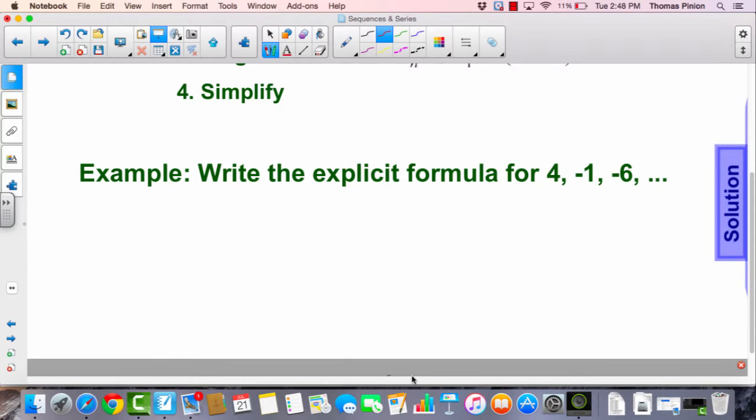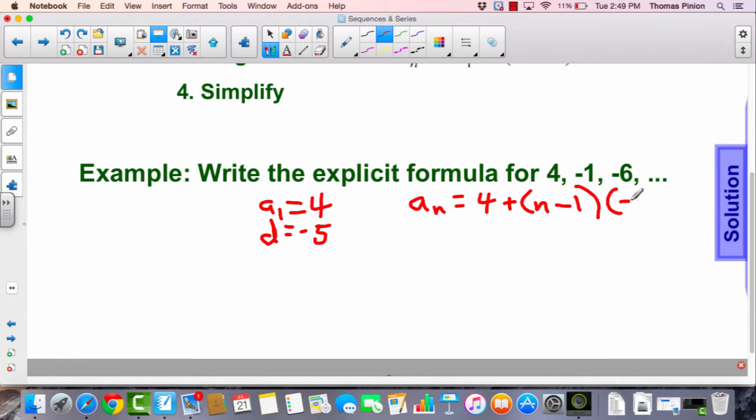We're going to write the explicit formula for this arithmetic sequence. The first thing is A sub 1 is 4. Since we're going down by 5 to get to negative 1 and then down by 5 to get to negative 6, d is going to be negative 5. Now all we have to do is substitute these in. So A sub n equals 4, A sub 1, plus n minus 1, we're just going to keep that n minus 1, times d, which is negative 5.